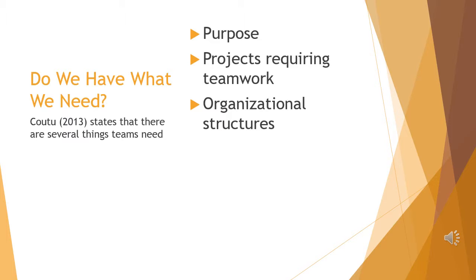The next question I pose to you is, do we have what we need? Do we have what we need as a team to be successful? Kotu states that there are several things a team needs. The first thing is a common purpose. A common purpose allows a team to work together with the idea that they're going to attain some goal that they've all agreed upon.